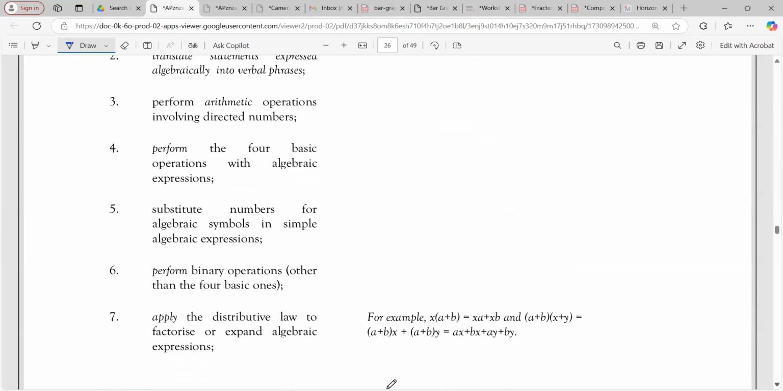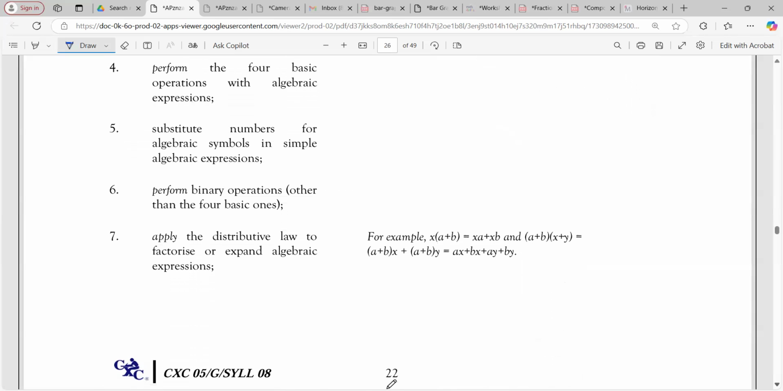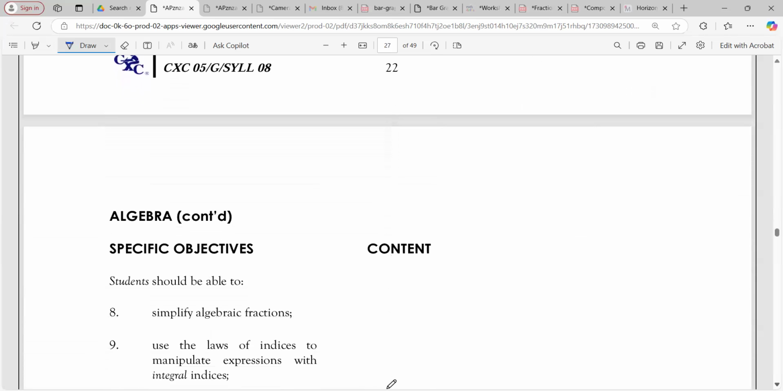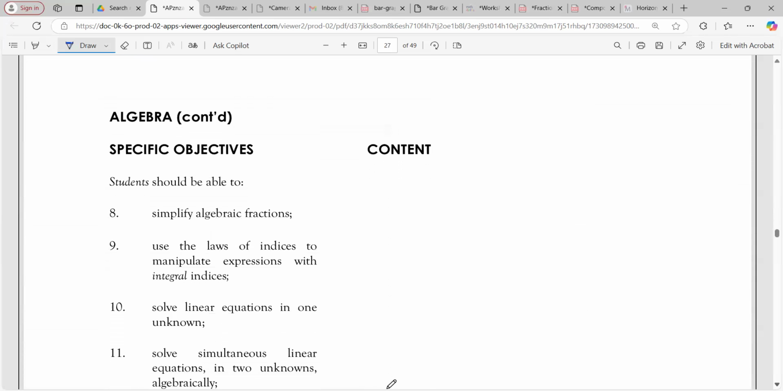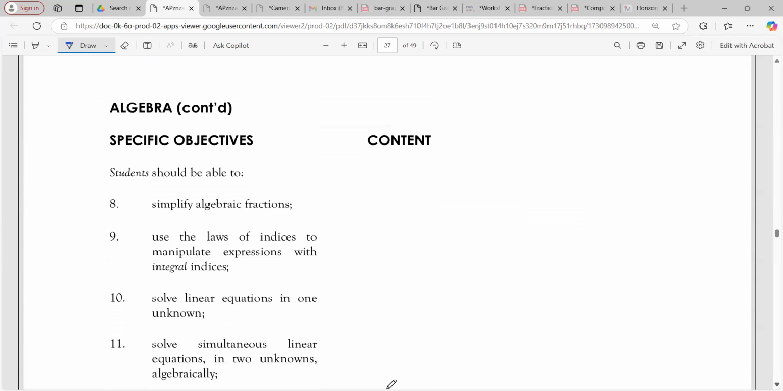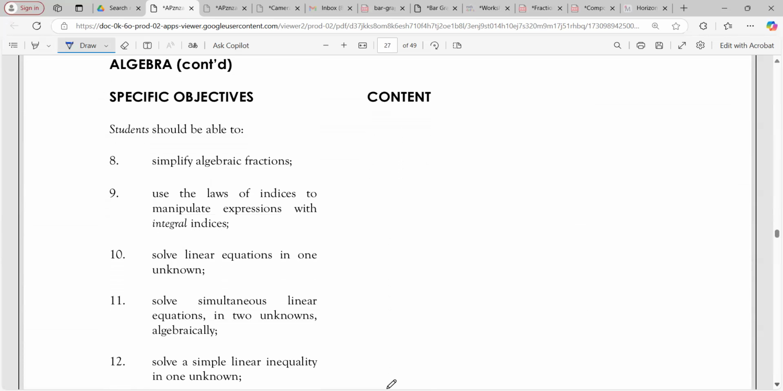Substitute, binary operation, distributive law, all of those come under algebra. Algebra, I would think, is one of the largest in terms of the number of topics. Simplify algebraic fractions, use the laws of indices to manipulate expressions with multiple indices.